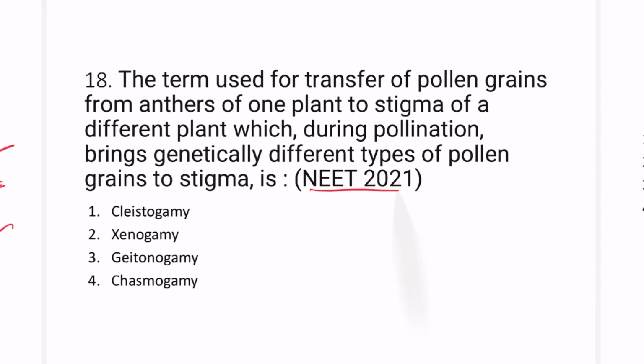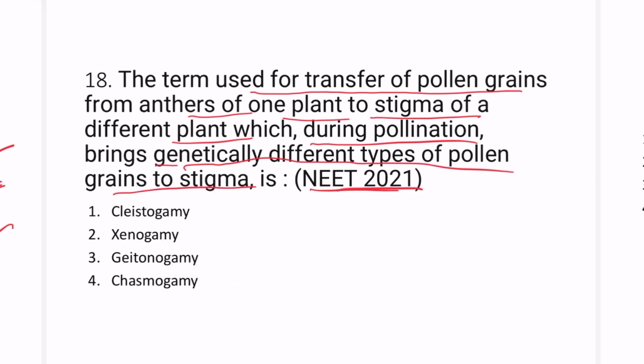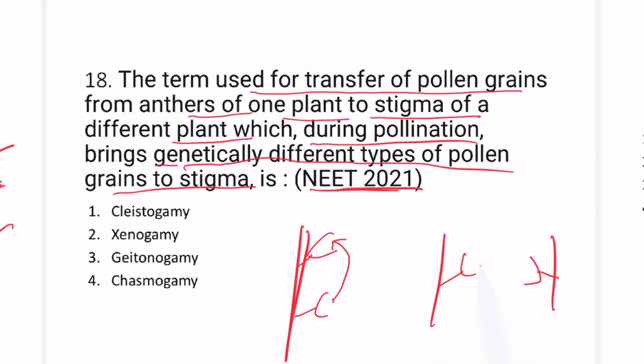The next question is from NEET 2021, and the question says the term used for the transfer of pollen grains from anther of one plant to the stigma of a different plant during pollination brings genetically different types of pollen grains to stigma. So if it is within the same flower or between two different flowers of the same plant, it is still the genetically same type of pollen grain. If it is between two different plants, this type of pollination brings genetically different types of pollen grains to the stigma. And what is the pollination between two different flowers located on different plants? It is nothing but xenogamy. So the answer is xenogamy.